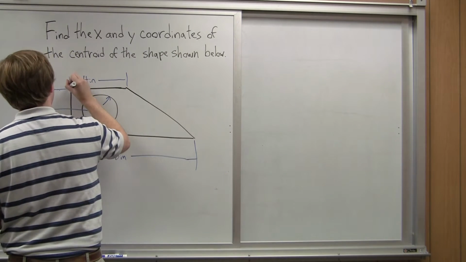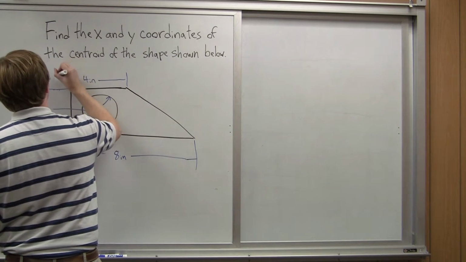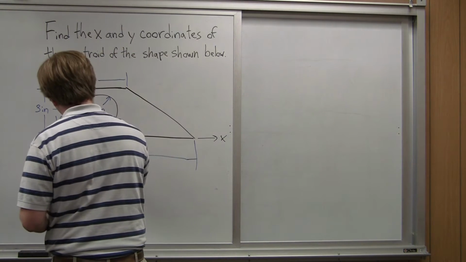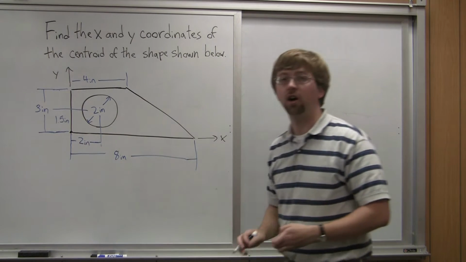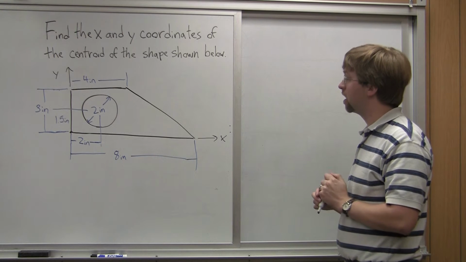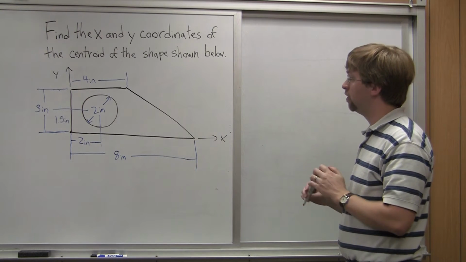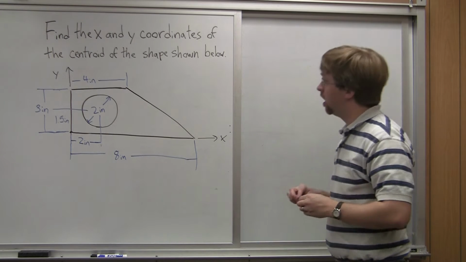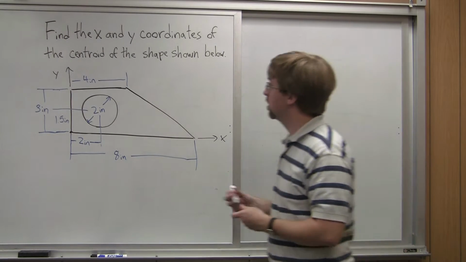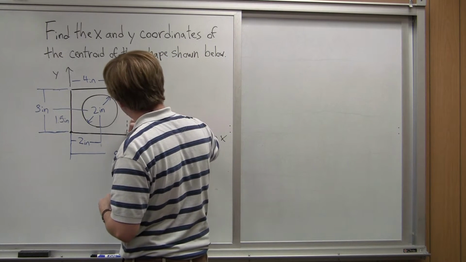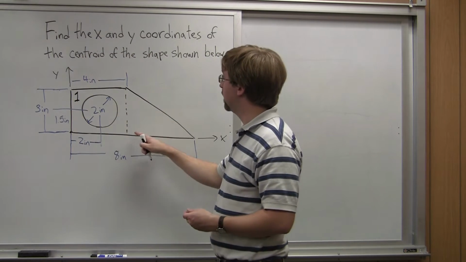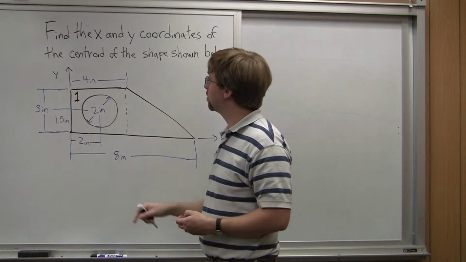I've defined, and this is an important part of each problem, the y-axis and the x-axis, making this point down here in the corner our origin point. For each of these, we need to come up with a table. We need to break this down into parts, and right up front, let's break it down into 3 parts. Part 1 is going to be this rectangle here. It's 4 inches wide by 3 inches tall.